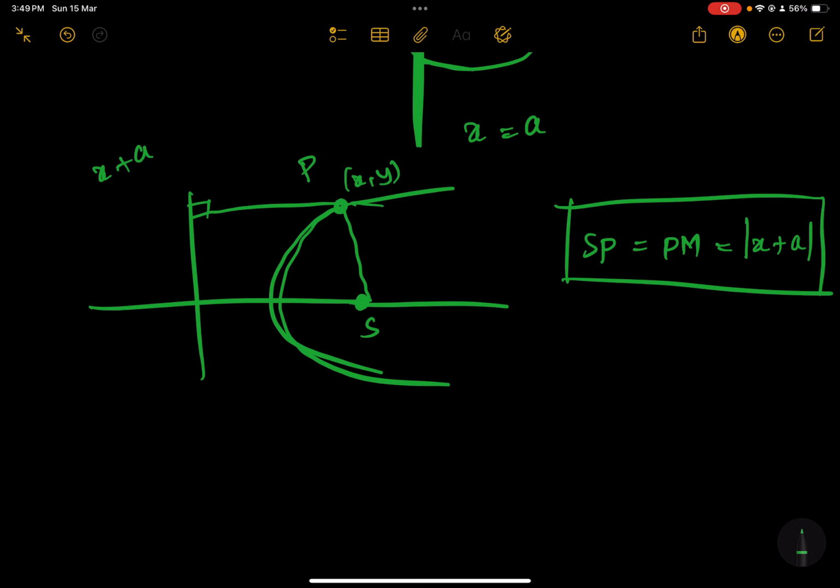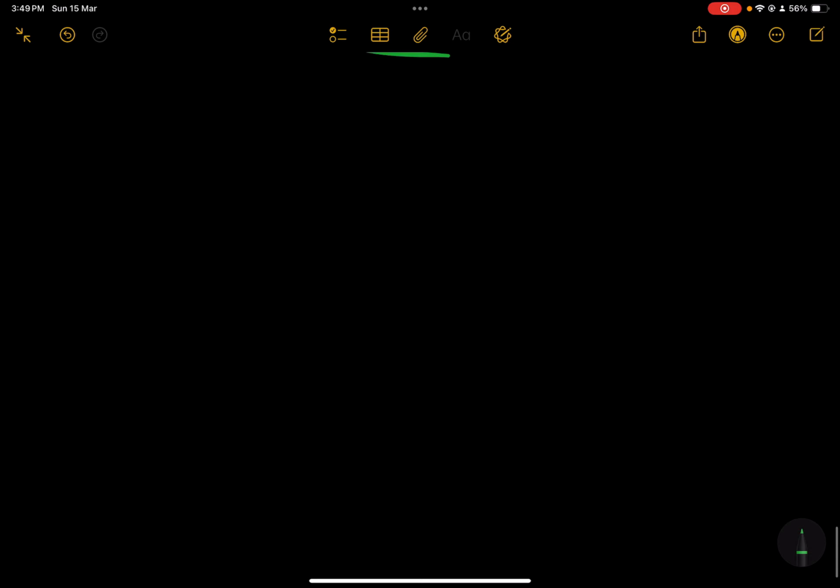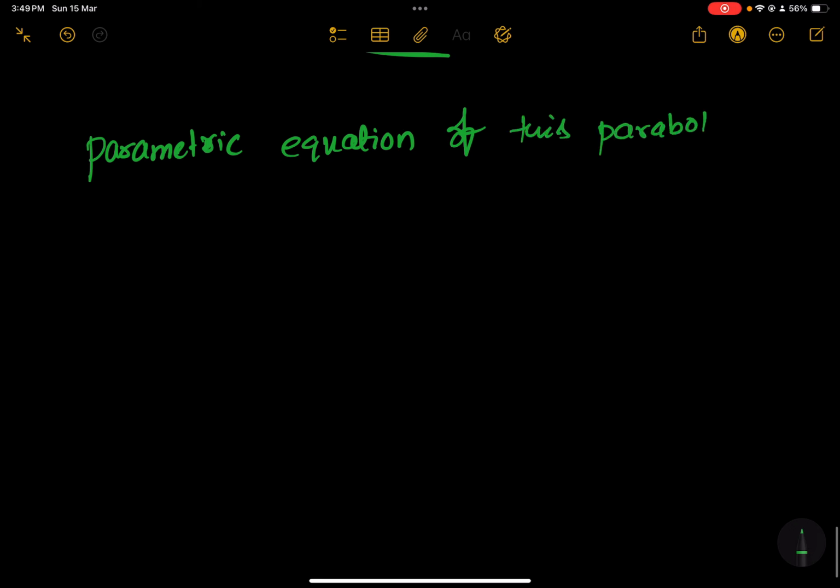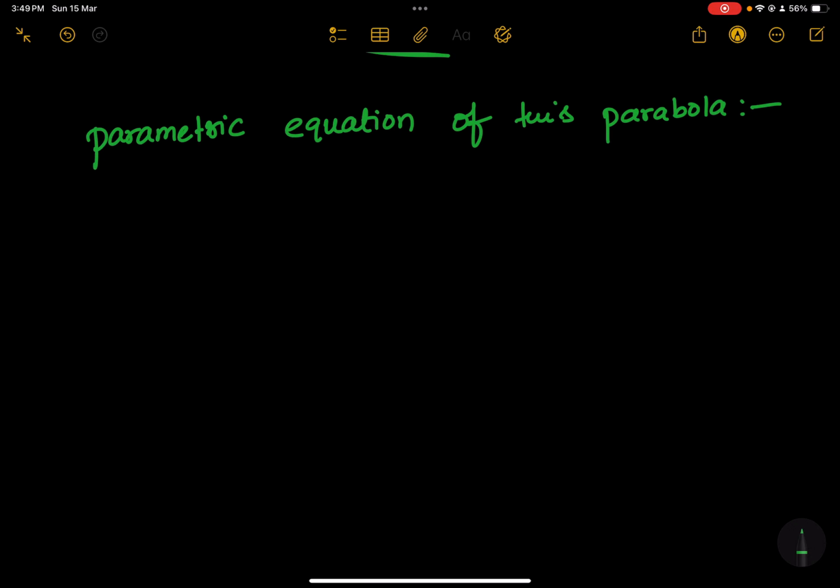And the thing that we're going to deal with is we are going to find out the parametric equation of this parabola. Now, what is a parametric equation? The parametric equation is something where you express both the x coordinate and y coordinate of the conic in terms of some other parameter. Let us see how it is done.